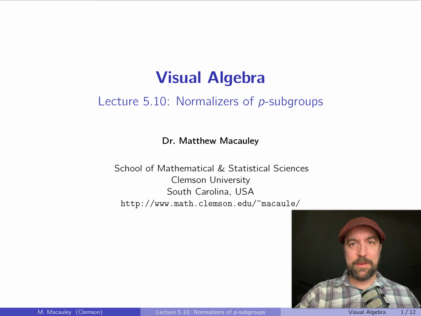The proofs of these theorems involve clever group actions on sets of cosets and subgroups, and then the application of the theory that we've developed, such as the orbit stabilizer theorem. We will also need to prove several results about the normalizers of p-subgroups, and that is what we will do in this video. You can think of this lecture as the prerequisites for the exciting Sylow theorems. So let's dive in.